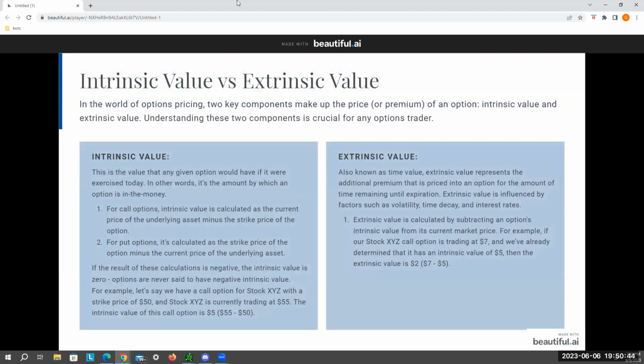Now, just explaining extrinsic value and intrinsic value, right? Intrinsic value is the value that any given option would have if it were exercised today. So in other words, it's the amount by which the option is in the money.